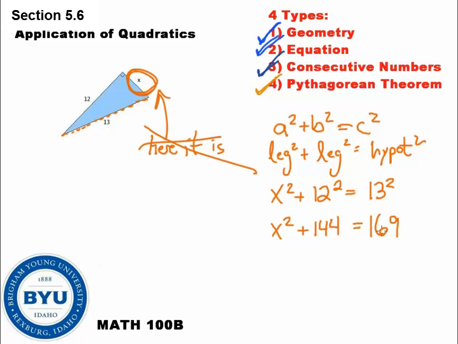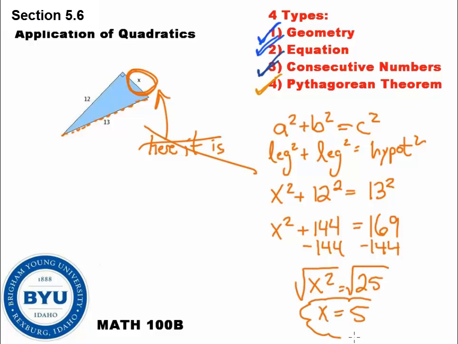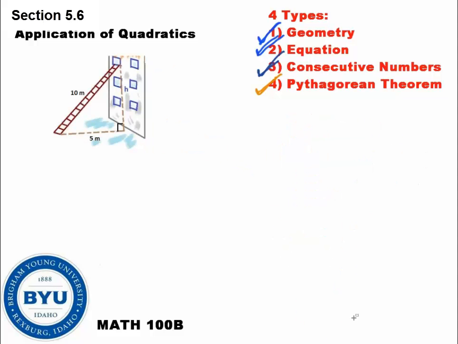Okay, good. We subtract 144 over, so subtract 144 from both sides. I get x squared equals 169 minus 144, which comes out to be 25. I root both sides, and we get x equals 5. Okay, sweet. So on this problem, that leg has a length of 5. So there are real-world problems we can do with this.